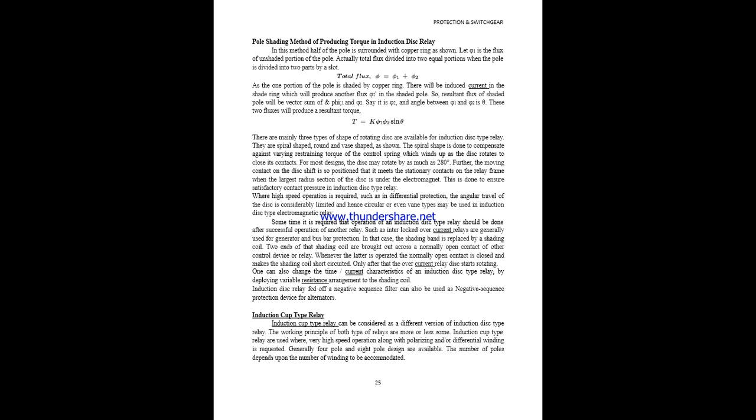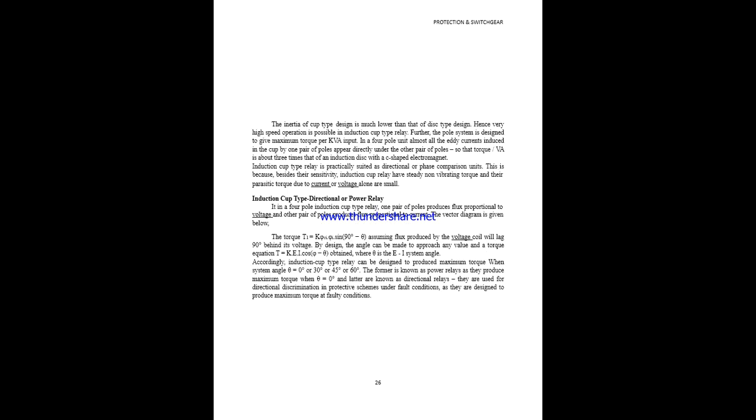Here it also works on the same principle as that of the induction type relay, but here the condition is for very high speed operation, along with the polarizing or a differential winding is required. Generally 4 pole and 8 pole designs are available. The number of poles depends upon the number of windings to be accommodated. The induction type disk relay is a design we can consider for high speed operations. The pole system is designed to give maximum torque per kVA input.